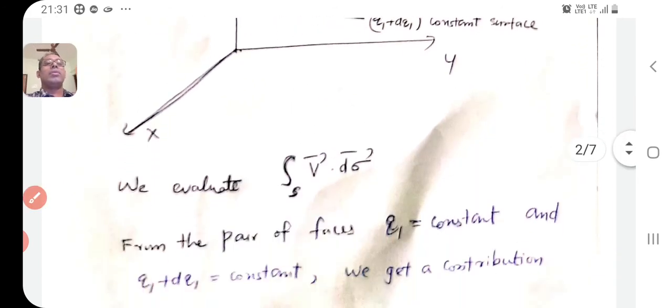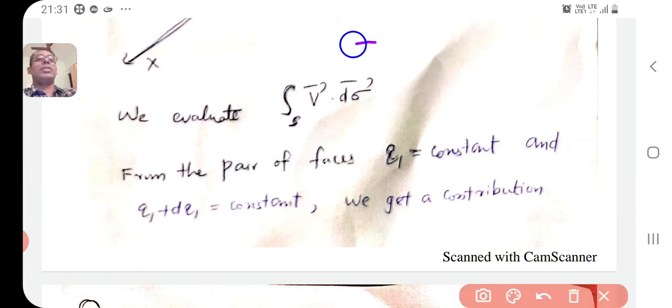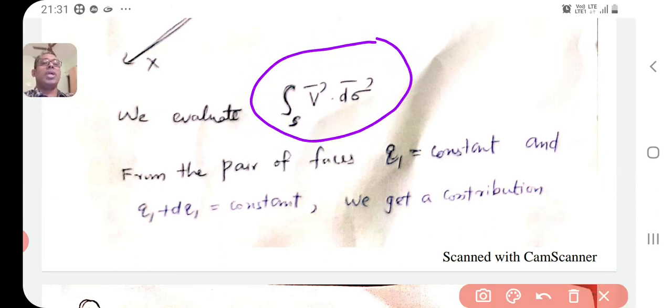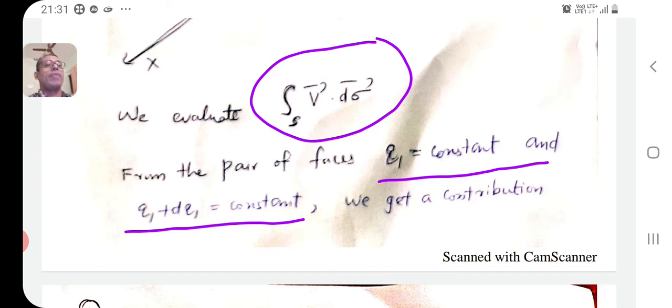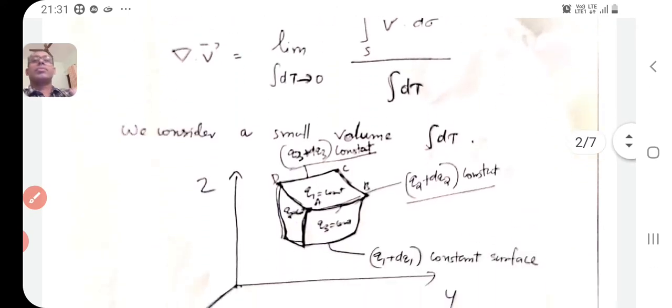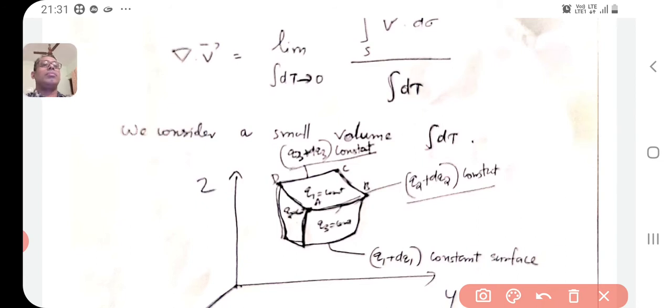Okay, we are going to evaluate this integral surface V dot d sigma. We take the pairs of faces q1 constant and q1 plus dq1 constant. What is q1 constant surface? Yes, this is q1 constant surface, and the corresponding bottom surface q1 plus dq1 constant surface. Okay, we are considering these two.